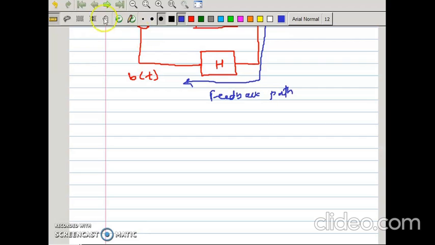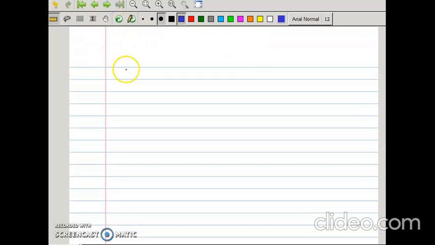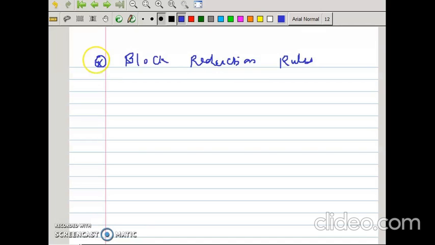Okay. So next page, what are the block reduction rules? What are the block reduction rules, and which rules will we use to reduce the block?